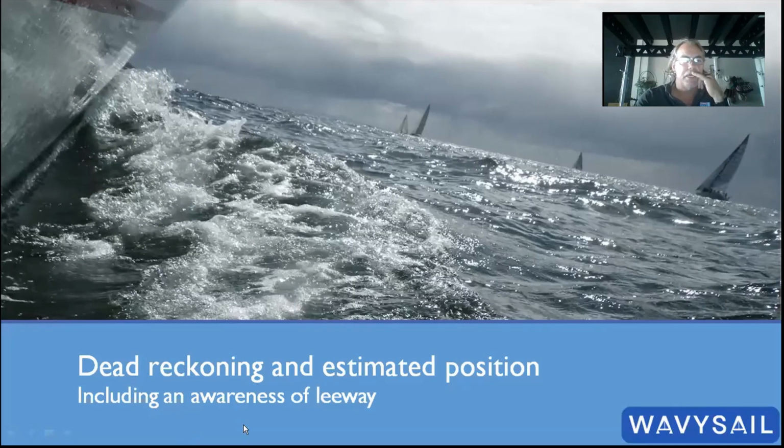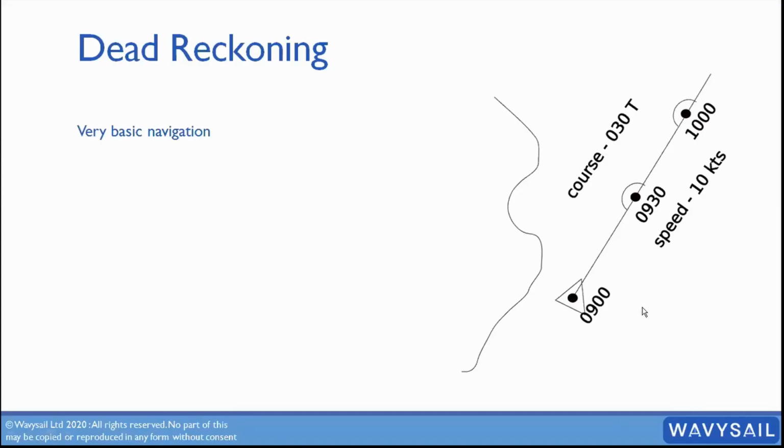So, dead reckoning. What is dead reckoning? Basically, your most basic form of navigation. Very, very basic. You start at 9 o'clock at position A, 9:30, you're there, 10 o'clock, you're there. If you're doing 10 knots, that's the distance you covered, that's your course. That's a dead reckon. And it's very, very basic. It's just course, speed, time.